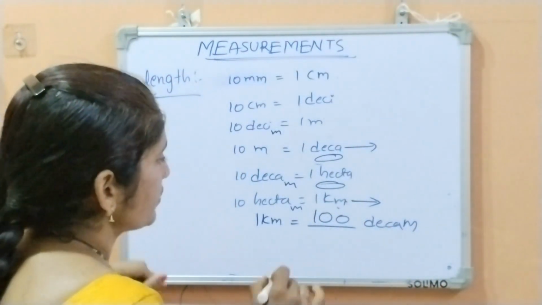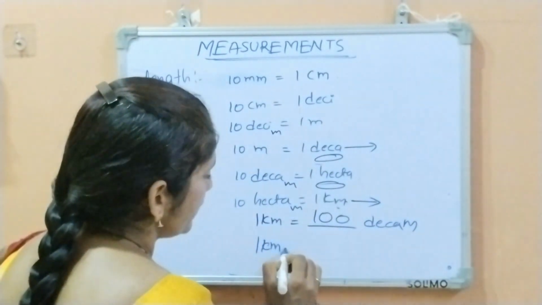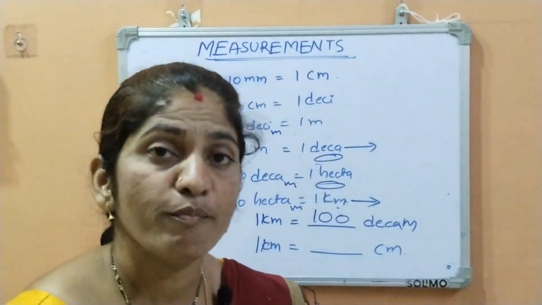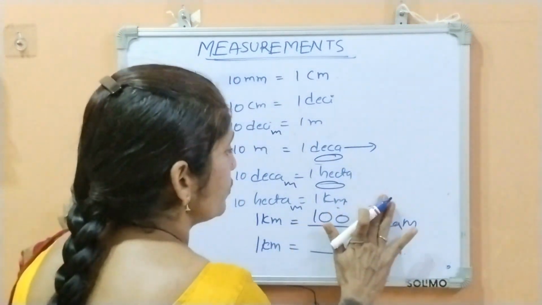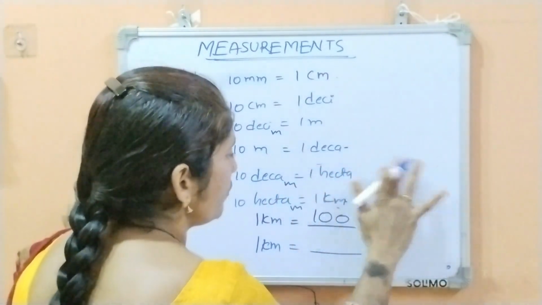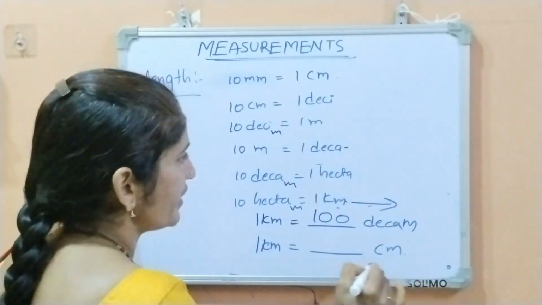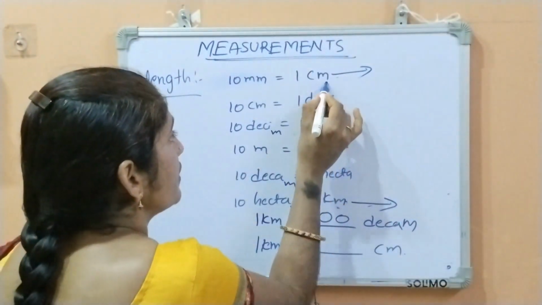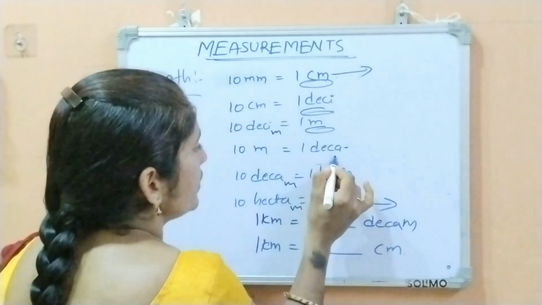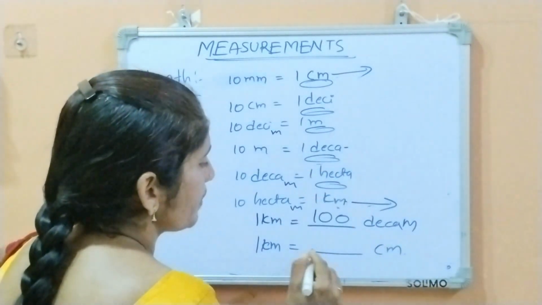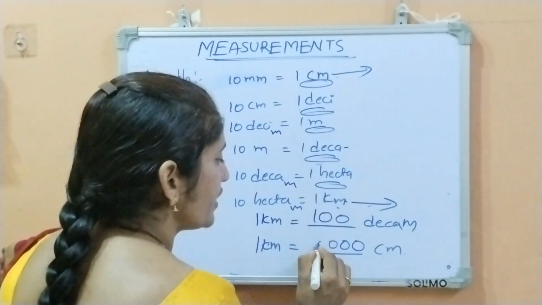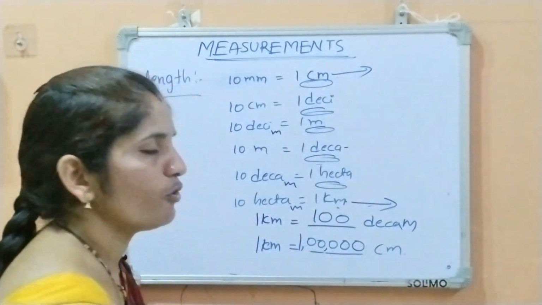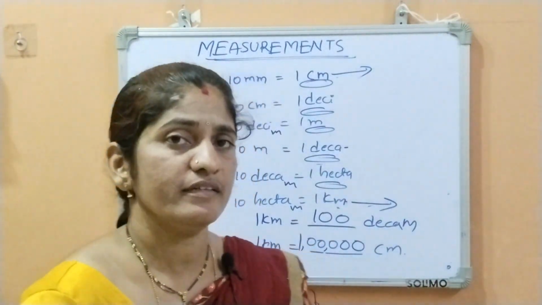Okay, right. Next, 1 kilometer equals how many centimeters? Where is kilometer? Here it is kilometer. Where is centimeter? Here it is centimeter. I am going to count the gaps. 1, 2, 3, 4, 5. 5 gaps means 5 zeros I am going to write. So how many centimeters? 1 kilometer equals 1 lakh centimeters.